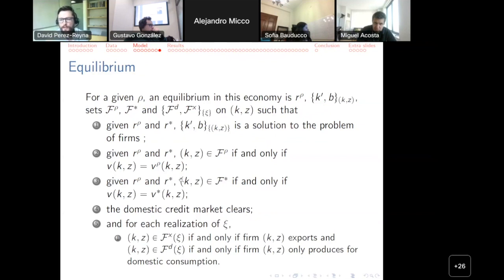So an equilibrium in this economy is going to be fairly straightforward in the sense that we have one price, the domestic interest rate. An equilibrium is going to be characterized by sets of firms and the interest rate, such that firms optimize and the sets are consistent with the choices of the firms. By choices of firms, I mean which firms tap the domestic market and which tap the international credit market, and for which levels of the foreign exchange rate firms want to export or not. And the interest rate is going to clear the domestic credit market.